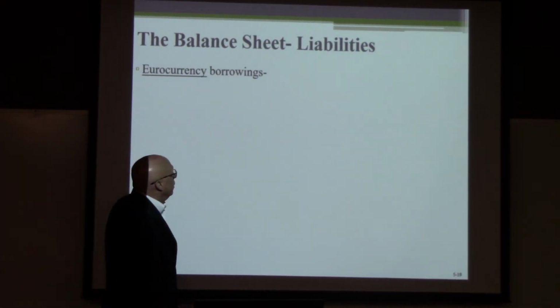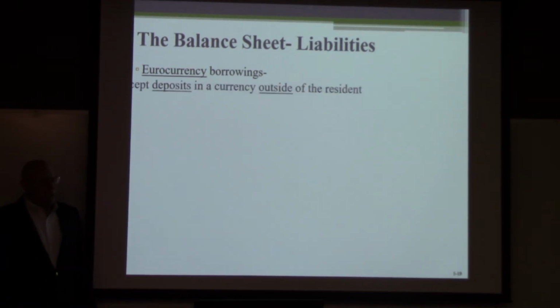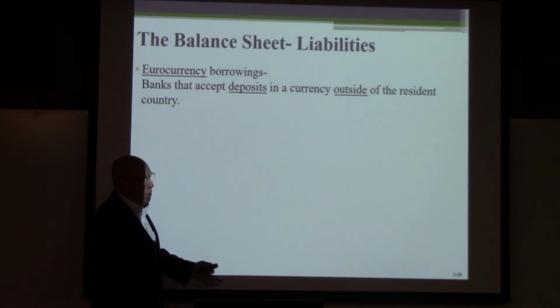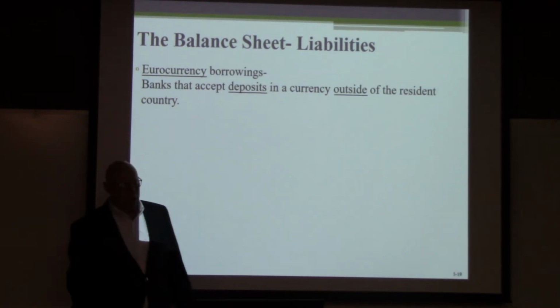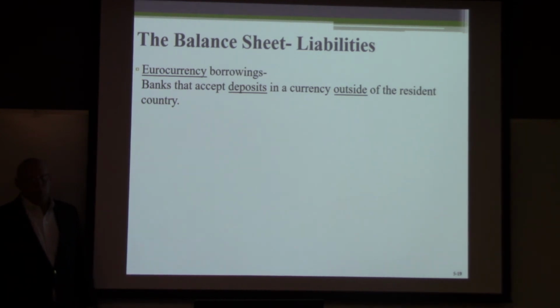All right. Then we have Eurocurrency borrowing, and again, this is only at the big banks. This is for banks that accept deposits in a currency outside of the resident country. So this is only for big banks, and they will accept deposits in euros or in yen. Okay.